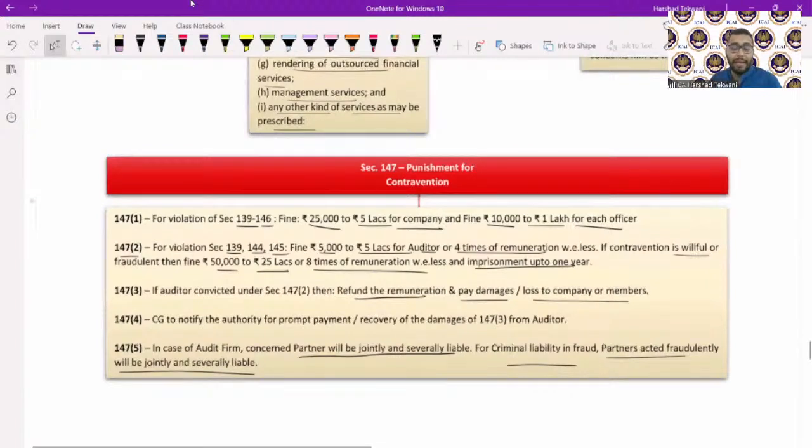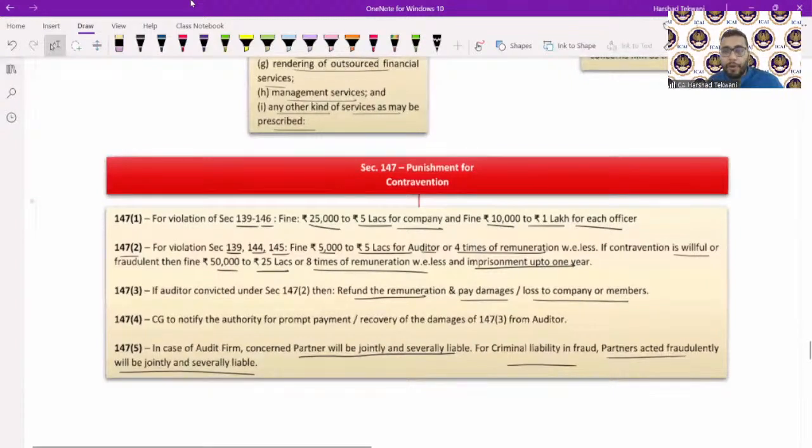Okay, then let me move forward. So we saw section 130, 139, 140, 141, 142, 144, 145, 146, 147. Now the very important one is 143. Why is 143 very important? Because it talks about the powers and duties of auditor. And when I say duties, it means the reporting duties.